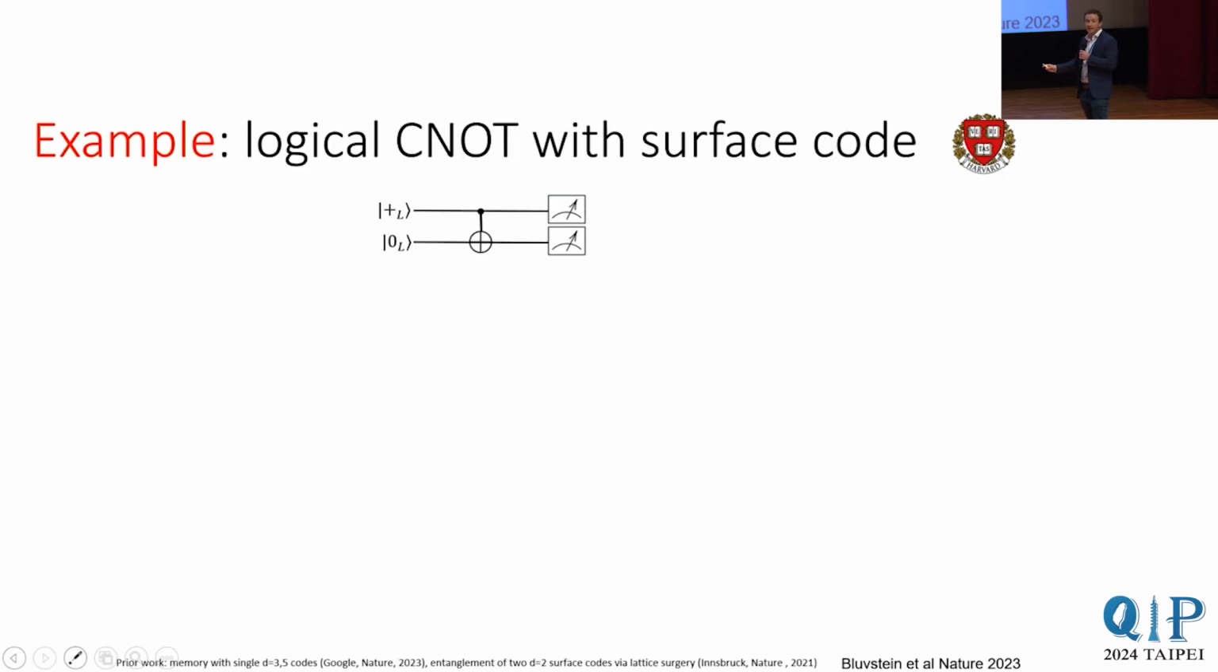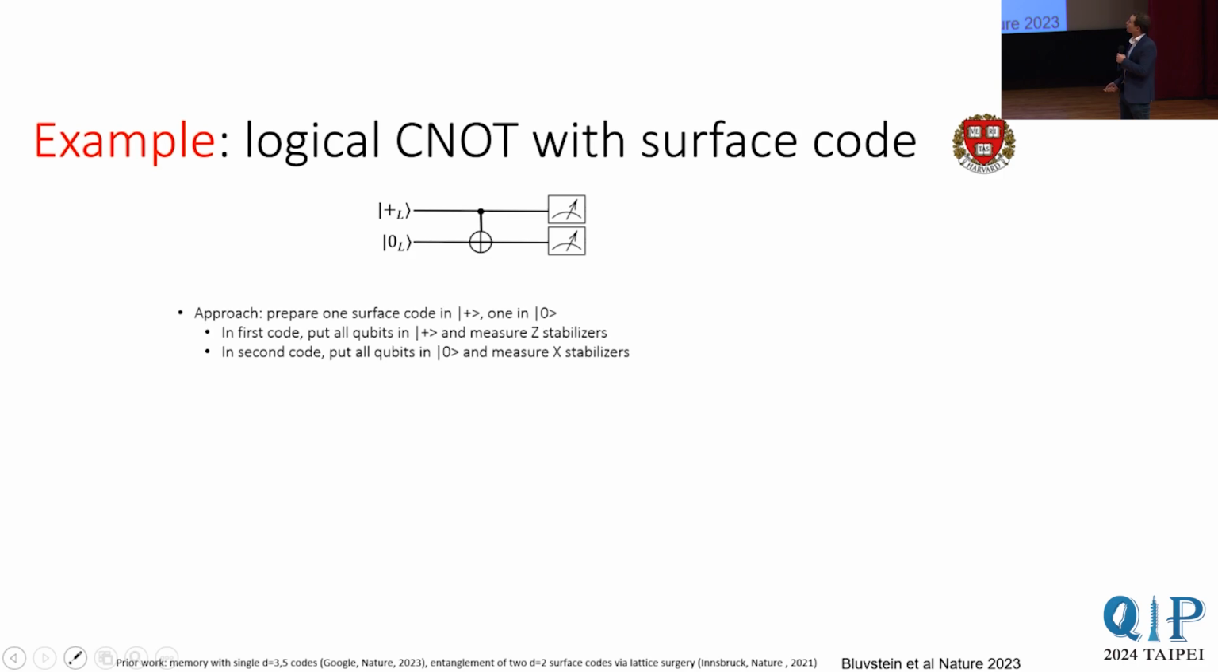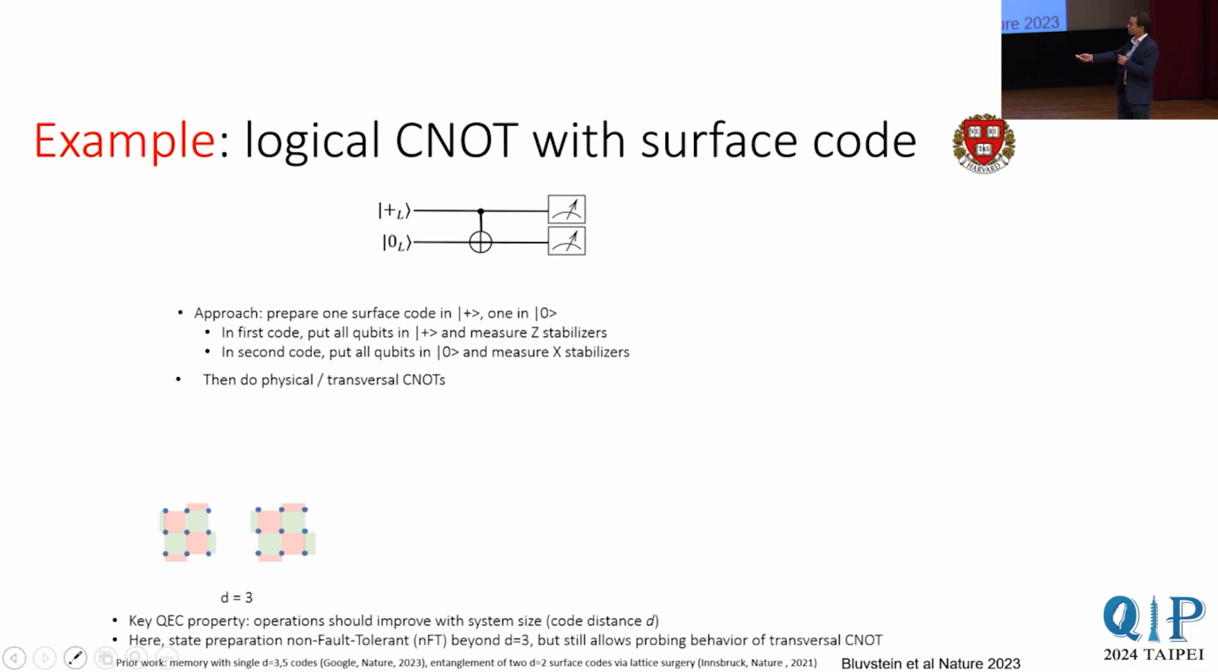So, that's our logical processor. We'll start with the simplest example, which is just entangling two logical qubits and making a logical Bell state. What this looks like is that we make two surface codes, one in logical plus and one in logical 0. We do this by doing a single round of stabilizer measurements. We measure the Z stabilizers in one lattice and the X stabilizers in the other lattice using an ancilla. Then we move these two logical qubits on top of each other and do this transversal CNOT. Here, this is for distance 3 codes.